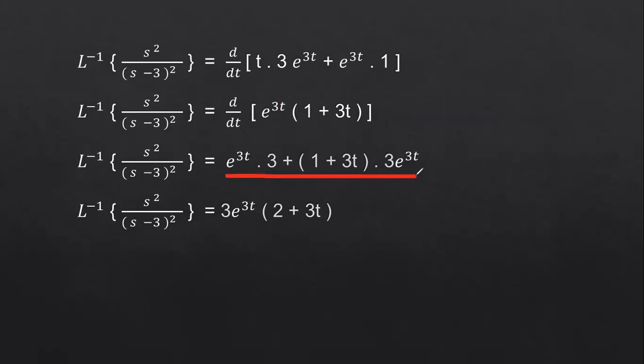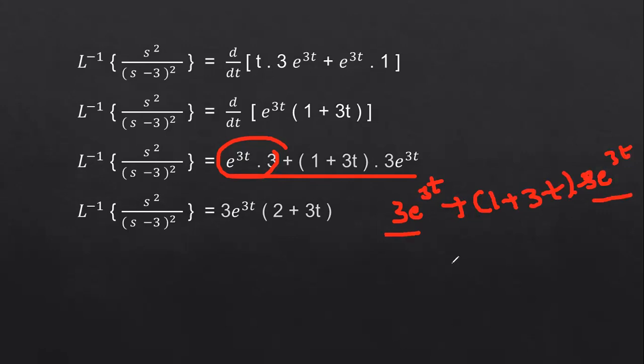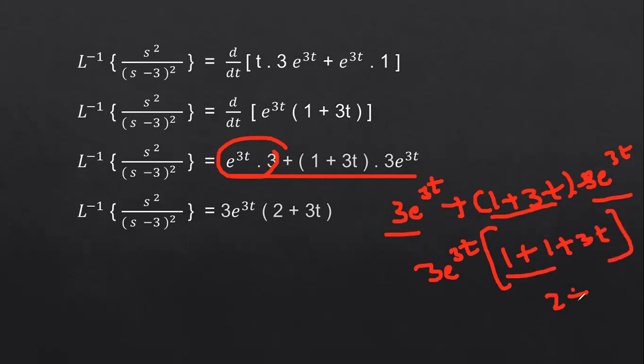After simplifying, this term is 3 e power 3t, plus (1 plus 3t) into 3 e power 3t. In both the cases, 3 e power 3t is present, so we take 3 e power 3t as common. The first term gives 1, and the remaining term in the second is 1 plus 3t. So 1 plus 1 is 2, 2 plus 3 into 3t. That is the final answer.